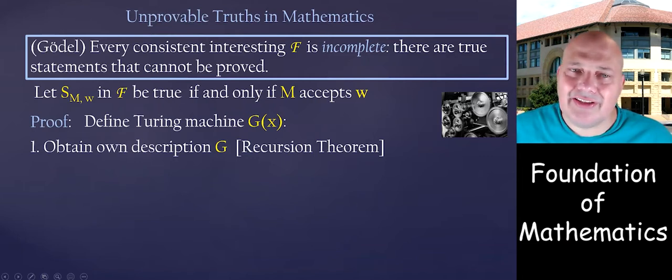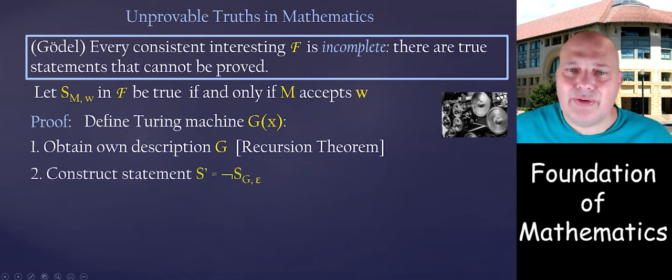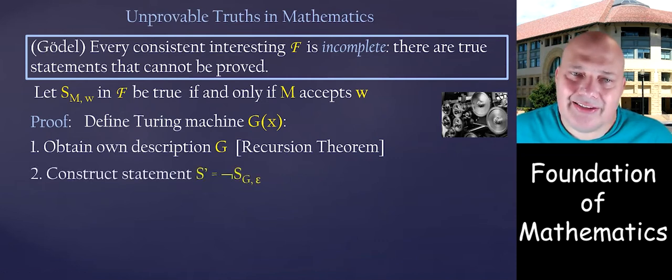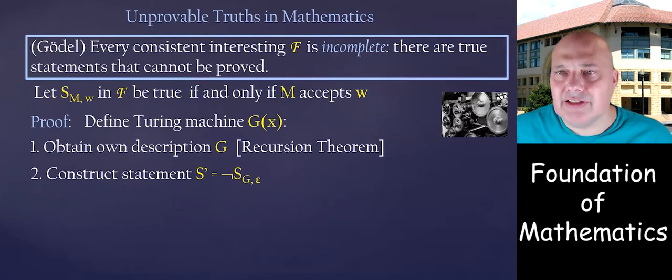So the first thing that G does is obtain its own description. And now, using its own description, it can create this statement S prime, which is the negation of the statement S_{G,ε}. The statement S_{G,ε} is that G accepts the empty string. And so the negation is that G doesn't accept the empty string. This is the statement S prime.